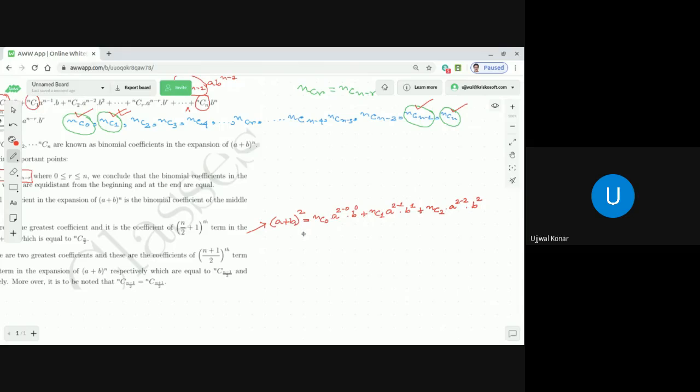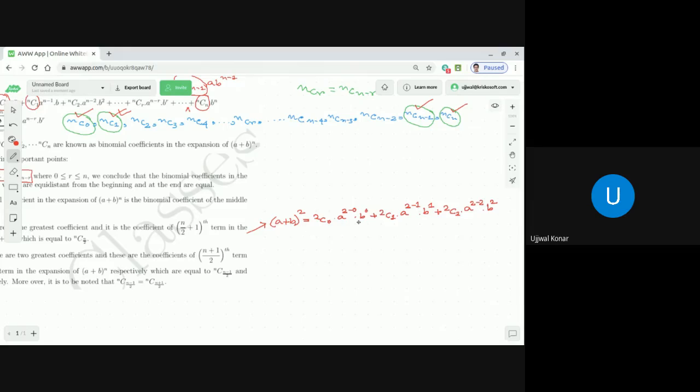So if you simplify, what are you going to get? Actually, I made a small mistake. Instead of n, I should write 2. Correct. So let me write once more. (a plus b) power 2, what is that? It is 2C0 into a power 2 minus 0 into b power 0 plus 2C1 into a power 2 minus 1 into b power 1 plus 2C2 into a power 2 minus 2 into b power 2. Correct, na?